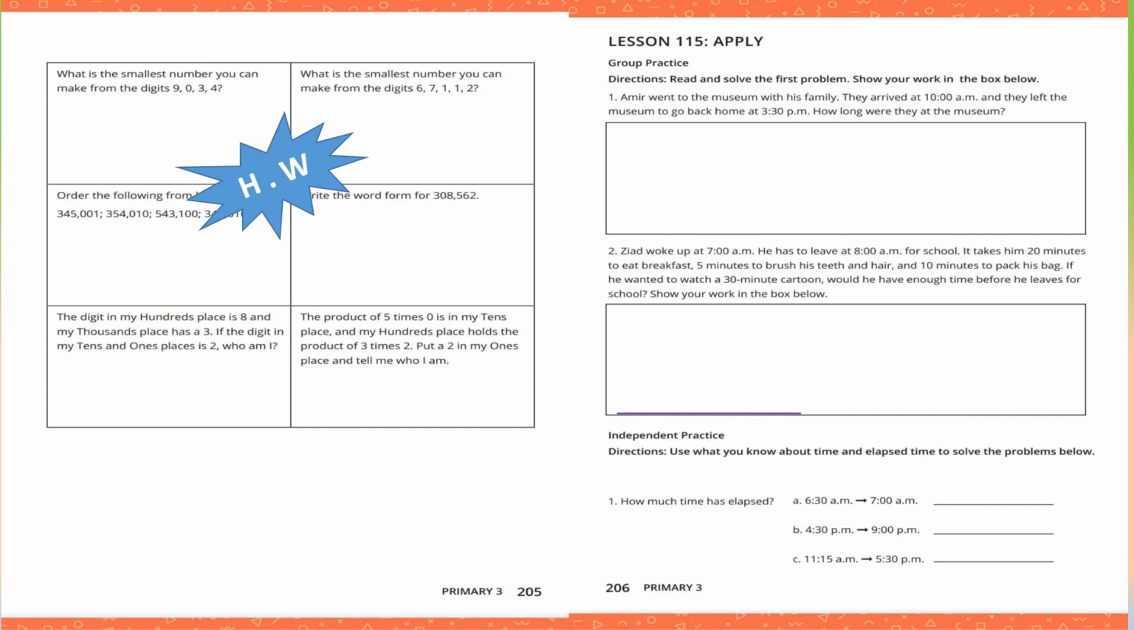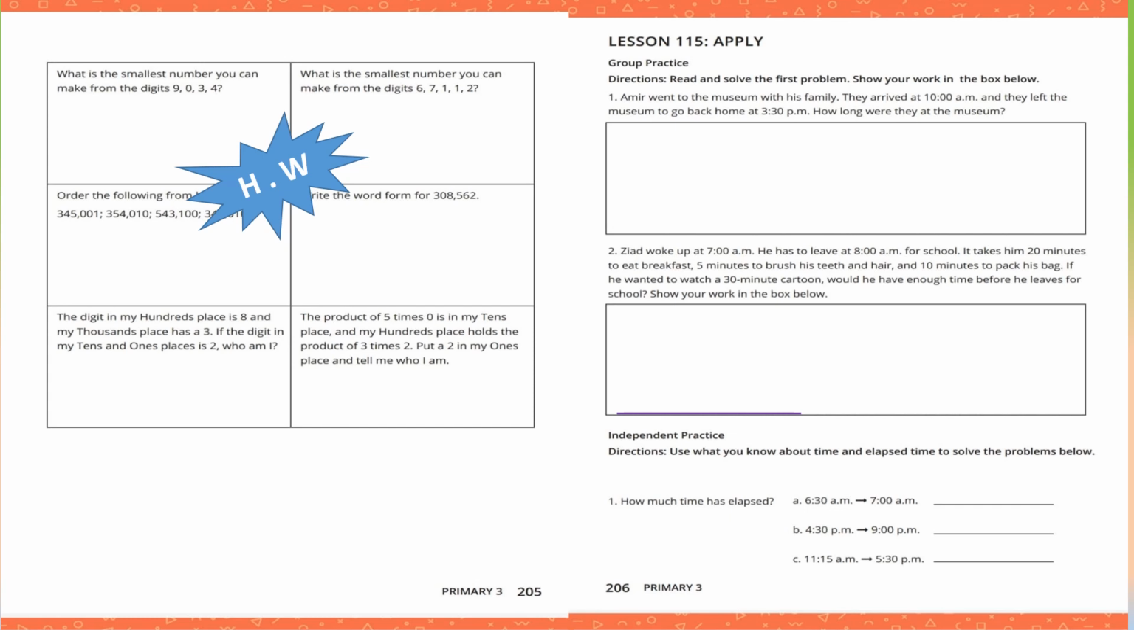Page 205 in the math book. This page is homework. What is the smallest number you can make from the digits 9, 0, 3, 4? We know how we can do that from the first term. It's very easy. If I have a 0 here, it has to be the second number, because this is how I can make the smallest number. So I will put it as the second number.